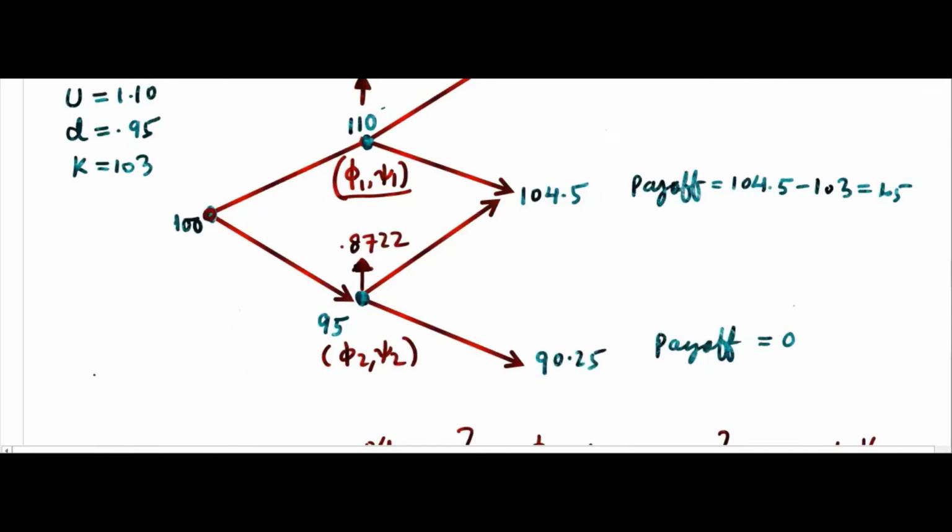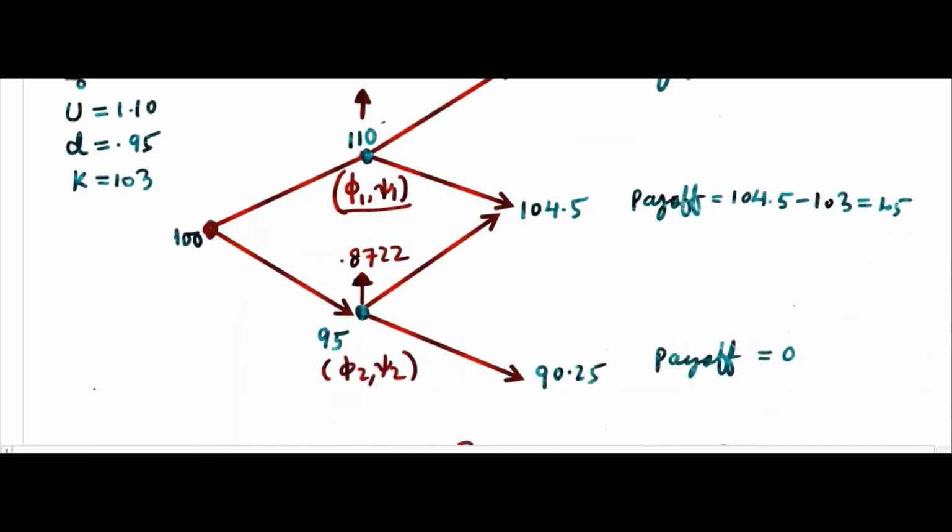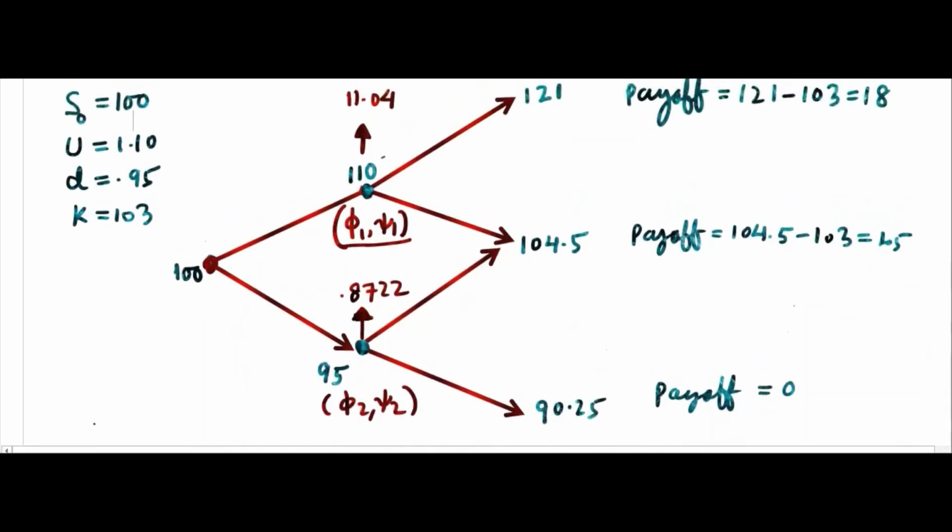Now you have to find here. So you can use these two as payoff, okay, these two for this one. So if you take these prices 11.04 and 0.8722, you will get here. So if you want to solve, you have to solve this way. 110 phi plus here the corresponding portfolio phi psi. So 110 phi plus psi e power 0.04 should be equal to 11.04.